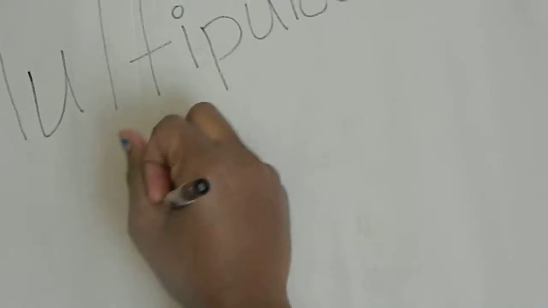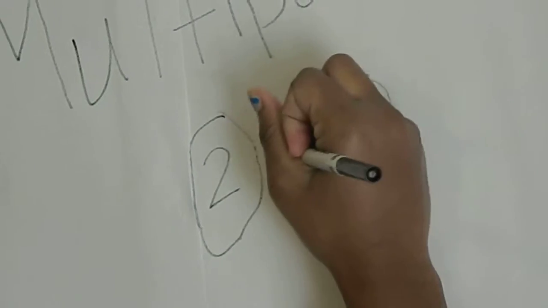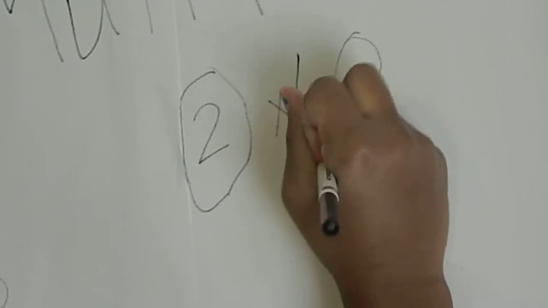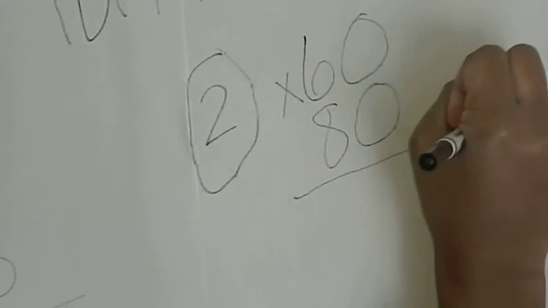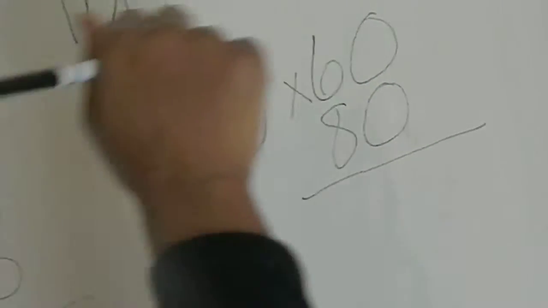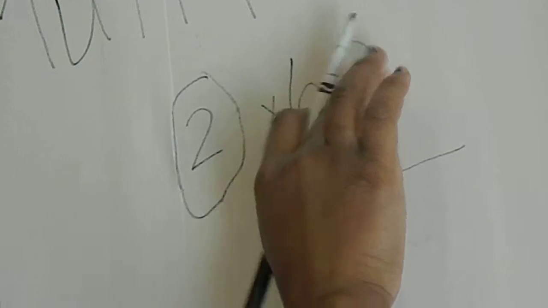The second multiplication problem we will be doing is 60 times 80. Okay, so with this, you basically do the same thing you did here, except that these are 2-digit numbers, so you don't have to do as much.